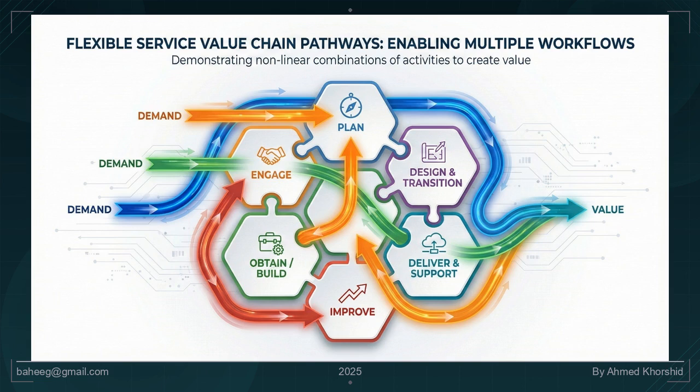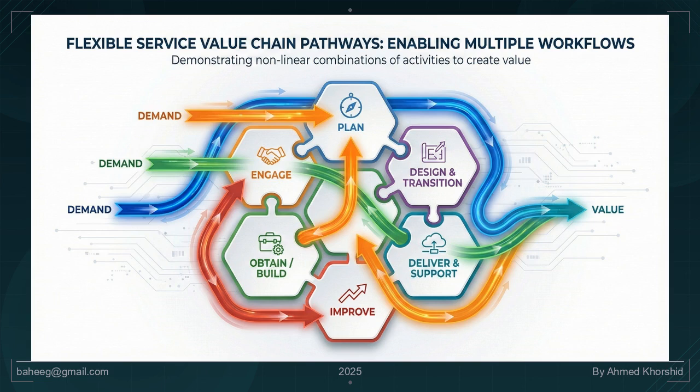Figure: extra detailed AI-ready prompt for an AI-generated diagram illustrating the flexibility of the service value chain. Show the 6 activity blocks: plan, improve, engage, design and transition, obtain/build, deliver and support, as distinct, modular shapes, like puzzle pieces or hexagonal modules. Depict 3 different colored flow lines weaving through them in different, non-linear patterns.